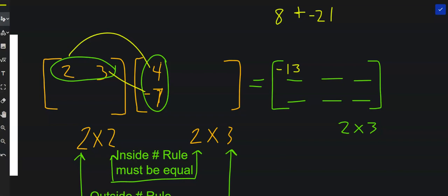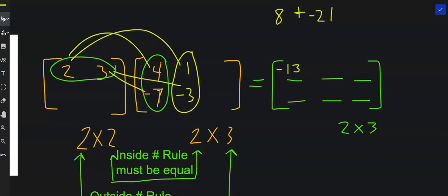Okay, now I'm going to make a new row here. 1 and negative 3. Stay with the first row. Move to the next column. 2 times 1. 3 times negative 3. Nice try. 3 times negative 3 is negative 9.